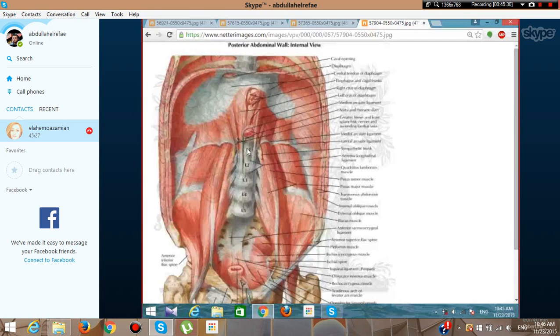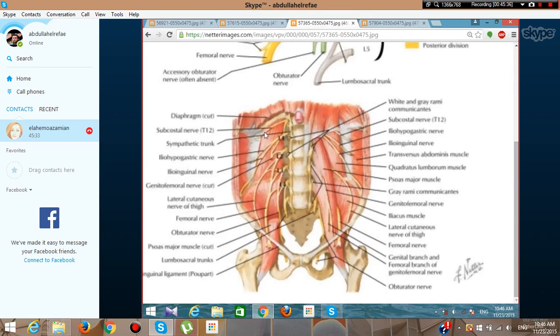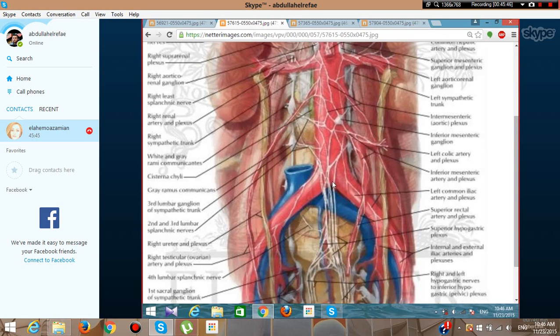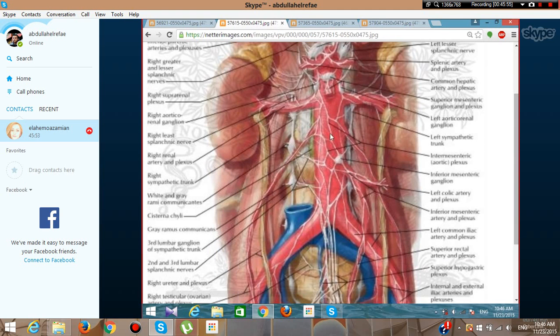Which nerves do we see here inside the cavity posteriorly? We see subcostal nerve and the branches of lumbar plexus. Which vessels do we see? We see abdominal aorta and inferior vena cava. Which branches of abdominal aorta give blood supply to here? Lumbar arteries. We had 4 pairs. And what drains these arteries? Lumbar veins, which form ascending lumbar vein. Okay, good.